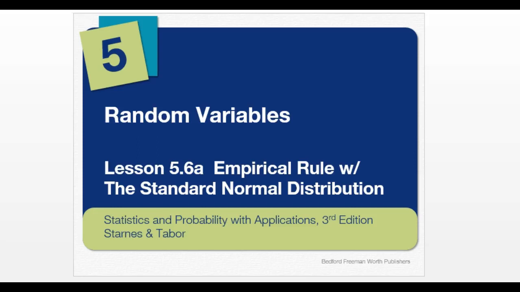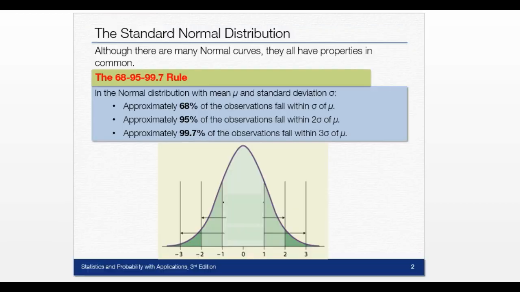All right, 5.6a is about what we call the empirical rule. So the standard normal distribution looks like this bell curve right here that we have on the screen. The 68, 95, 99.7 rule. That's the empirical rule. Okay, so you will hear that referred to as empirical. Okay, so you need to learn those percentages, 68, 95, and 99.7. So what is it talking about?